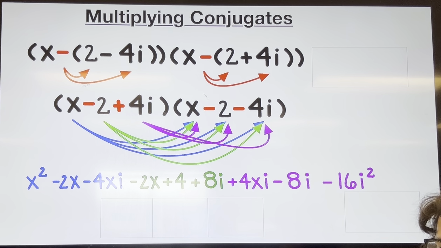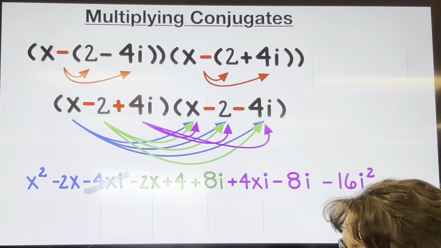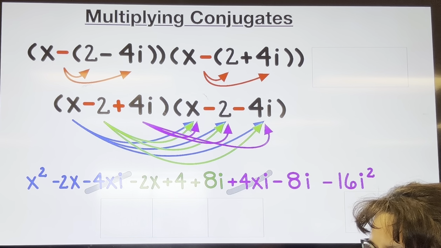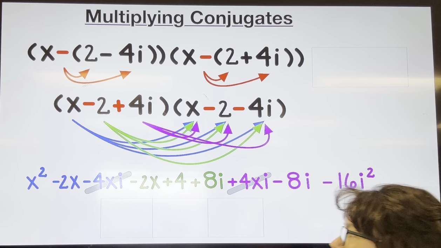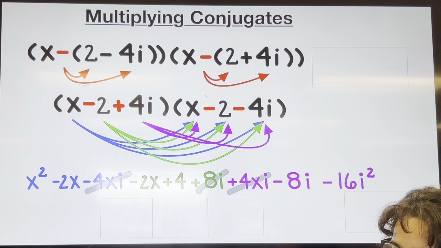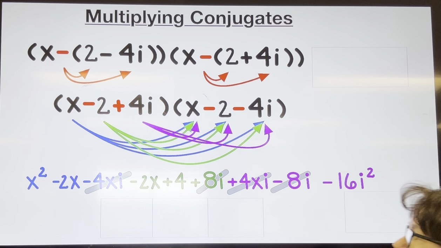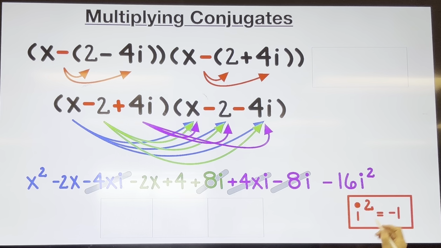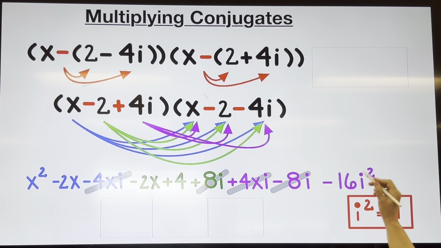I want to go ahead and simplify. We've got a lot that we can cross off here. Negative 4xi and positive 4xi, they eliminate each other. We have 8i, and that eliminates negative 8i. This i squared, little property, so remember that i squared is equal to negative 1. So this i squared right here is negative 1.